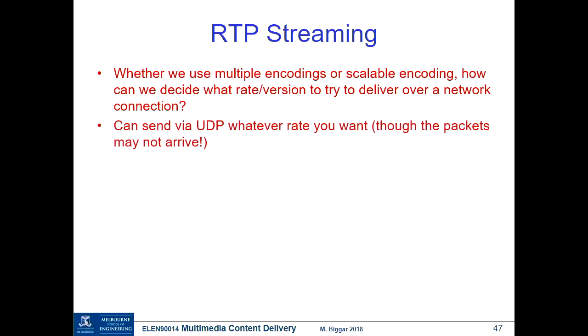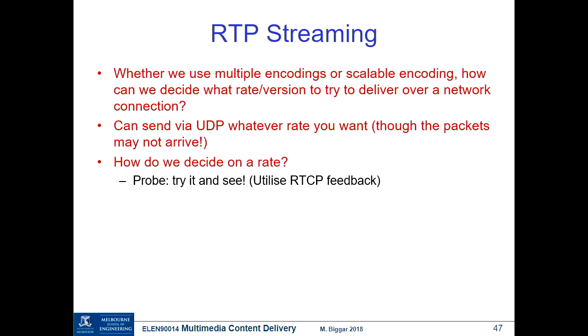And so how do we decide that? There are a couple of crude ways to do it, and one is what's called probing, which is nothing more sophisticated than just try it and see. So we select a bitrate, we try to send it, and we look at the RTCP feedback that will tell us that there are very long round trip delays, or that the packet loss rate is increasing, and as a result we might switch to another bitrate, or switch to another stream, or switch to another layer if we're using scalable coding. All of these things are possible.